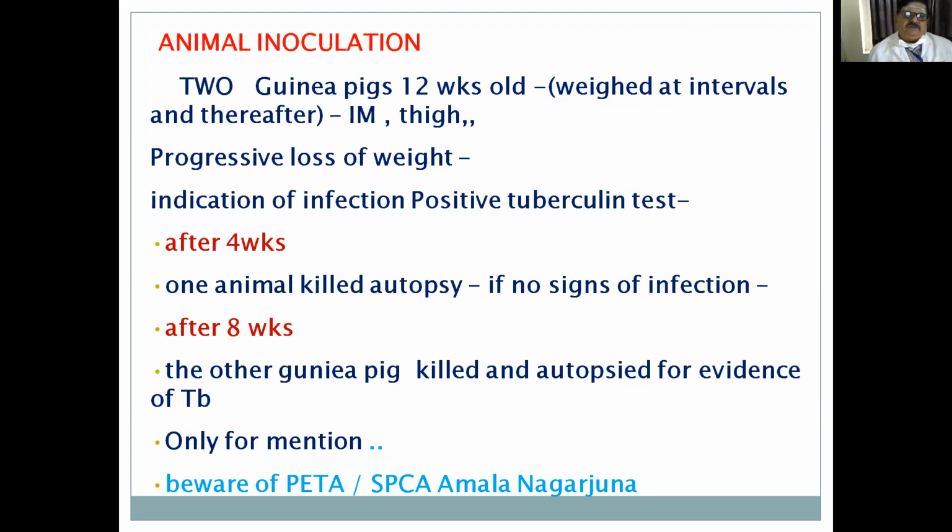So here what you do is 2 guinea pigs are taken, 12 weeks old, and weighed at intervals, and thereafter inoculation intramuscularly into the thigh. Progressive loss of weight, indication of infection, and a positive tuberculin test. After 4 weeks, you sacrifice one animal, or you do the autopsy, and if there are no signs of infection, after 8 weeks, you sacrifice the other guinea pig and see for evidence of tuberculosis. This is how you confirm.